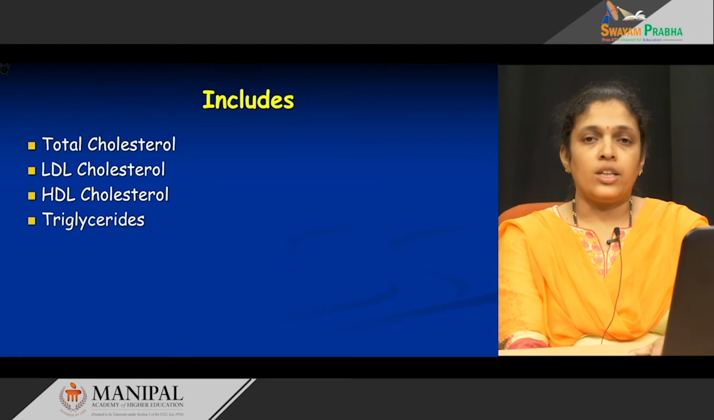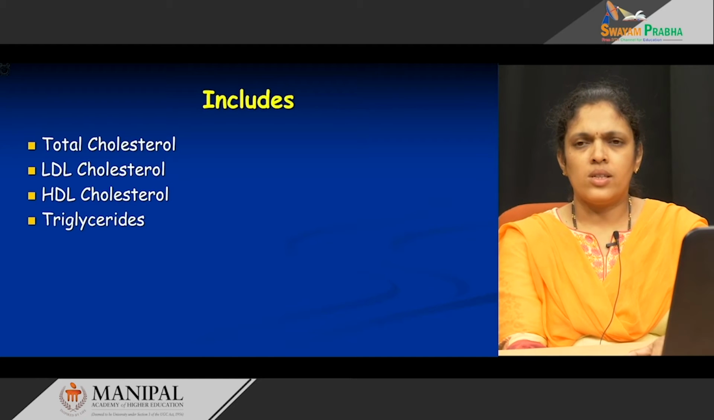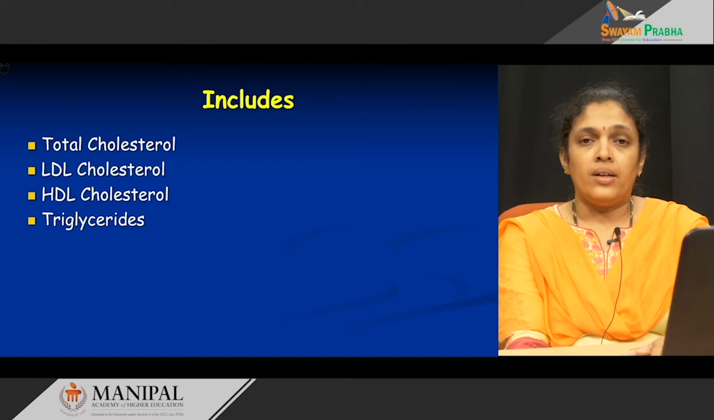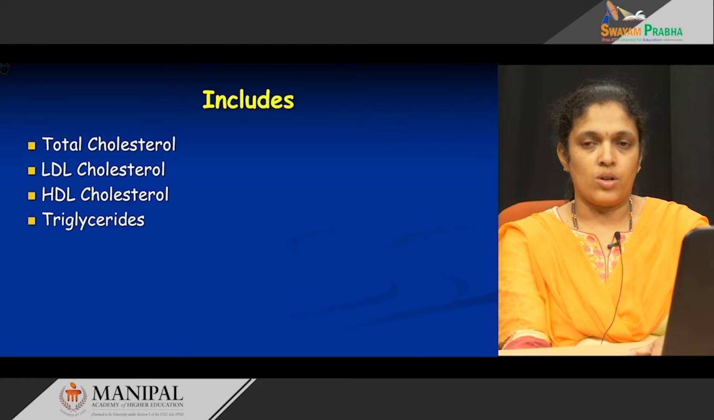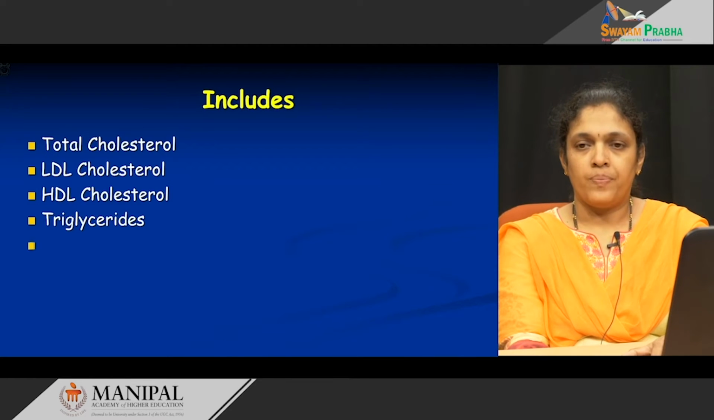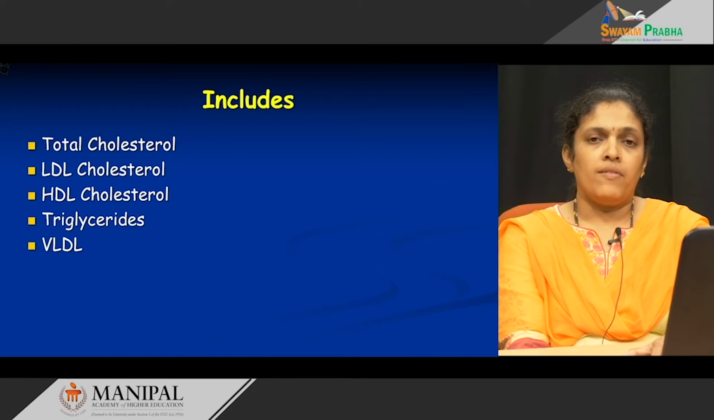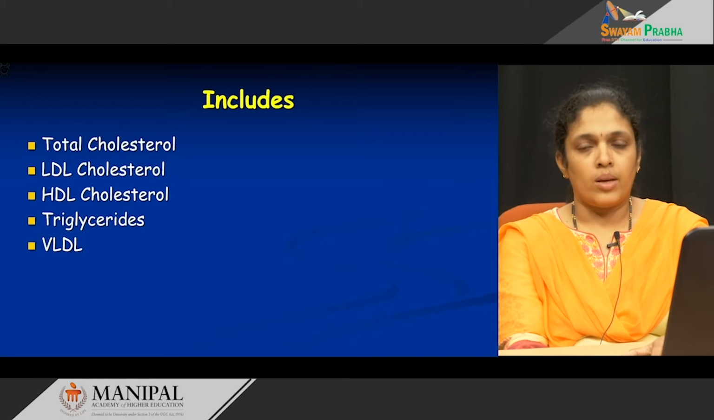Moving on, the next one is the triglyceride. Now, this is the fat which the humans consume a lot. It is the most abundant fat which we consume in our diet. So, if we are able to measure this in the serum, that would indicate how much is the dietary consumption of the triacyl glycerol. Triglycerides are otherwise called as triacyl glycerols. Apart from that, we have VLDL, which is also a lipoprotein.